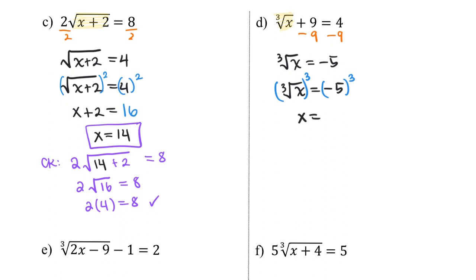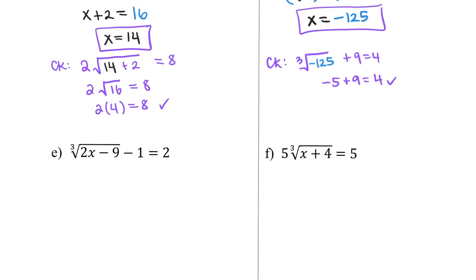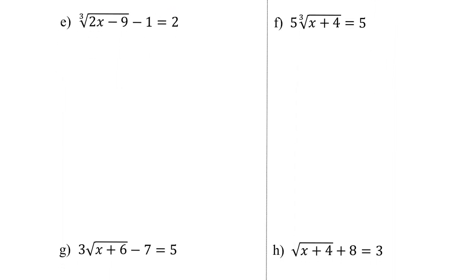And what's negative 5 to the third? Negative 125. Okay, let me check it. Third root of negative 125 plus 9 equals 4. What's the third root of negative 125? Well, it's negative 5, plus 9. Does that equal 4? Yep. Okay, and most of the time they're going to check today. They're not going to all check tomorrow, which is why I'm trying to get you in the habit of checking. Okay, let's try a couple more.